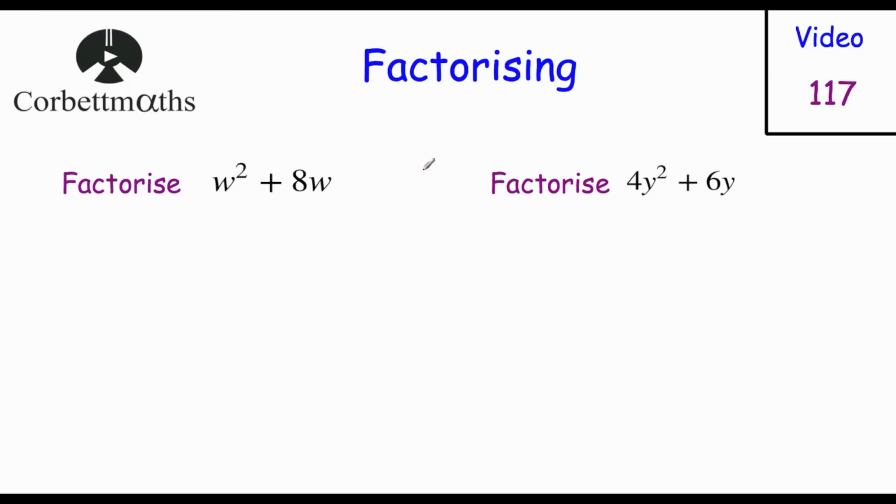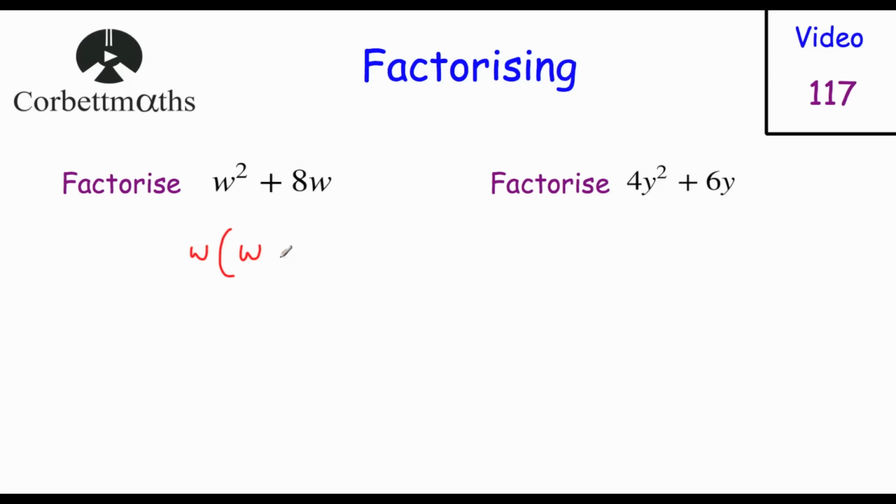Okay, our next topic. Now we're going to factorize. So we're going to be factorizing these expressions by taking out common factors. And if you want to recap that, that's video 117 on Corbettmaths. So our first question says factorize w squared plus 8w. Now as you can see, both terms have w's, so let's take w out. So w squared divided by w, that would just leave you with w.